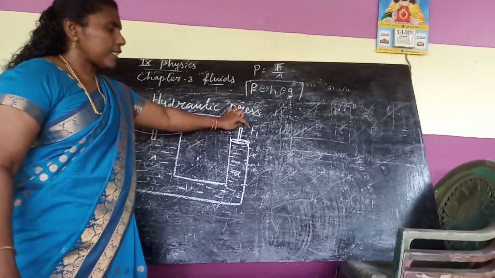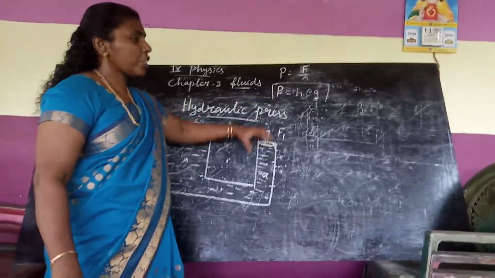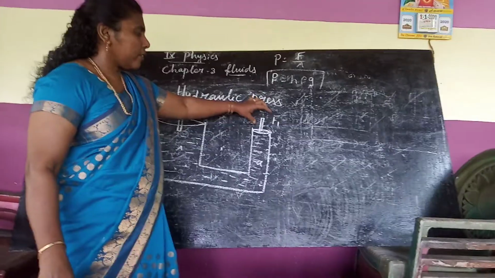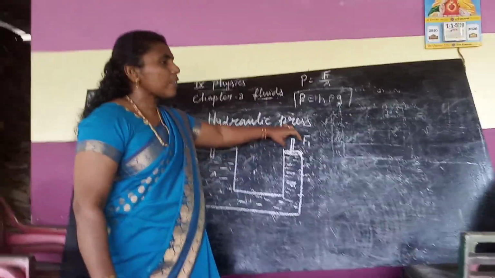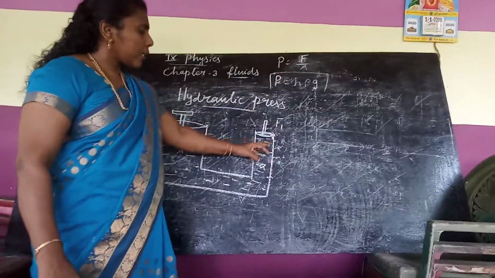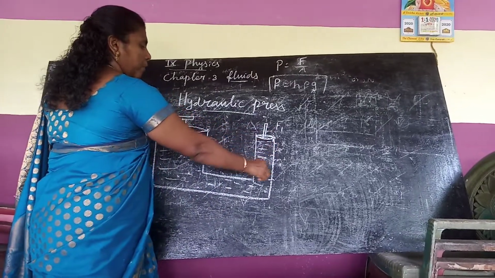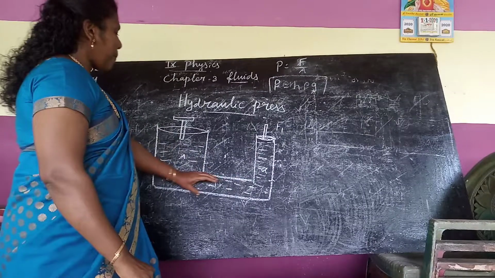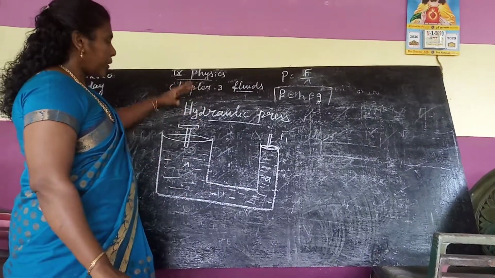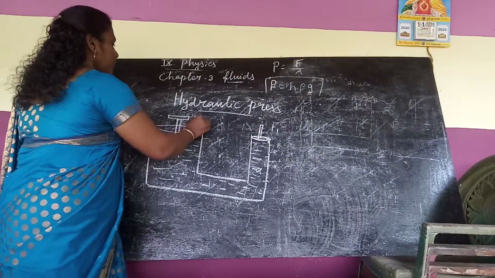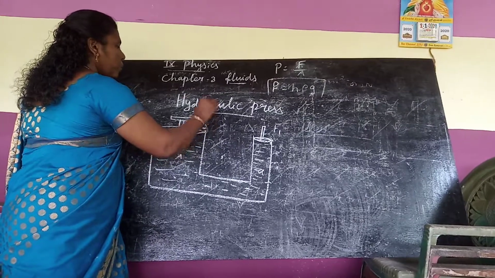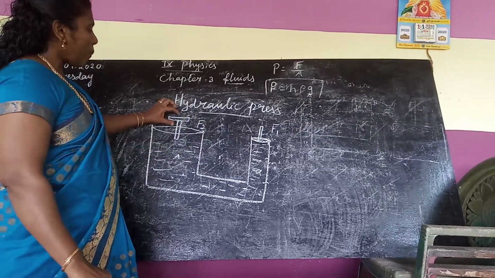We are giving external force, some pressure we are giving. So that is F1. Now what happened when we are giving some external pressure in the cylinder? The incompressible liquid, with the same pressure, will move upward. So through F2, the pressure will move this piston upwards.